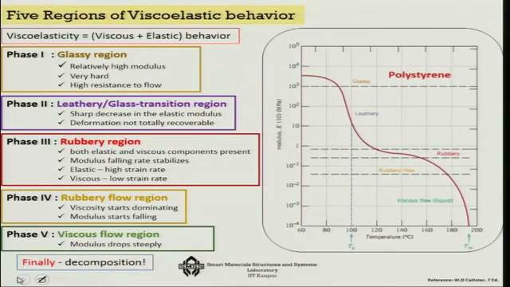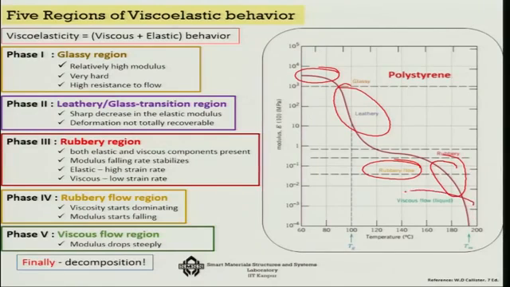Phase 1, which is the glassy region, you will get it here, and then phase 2, which is the leathery glassy transition region. Then you get phase 3, which is the rubbery region. Then you get phase 4, which is the rubbery flow region, and phase 5, which is the viscous flow liquid.